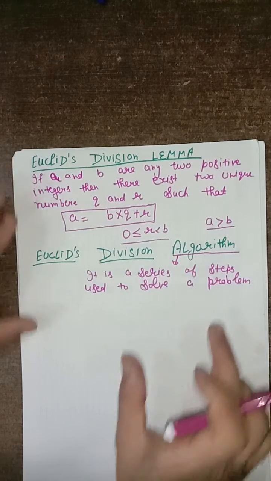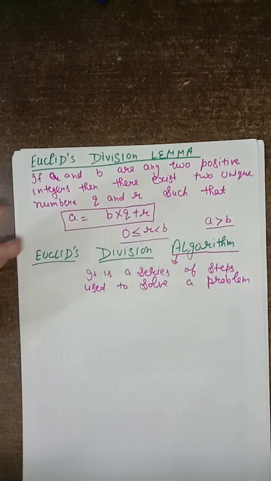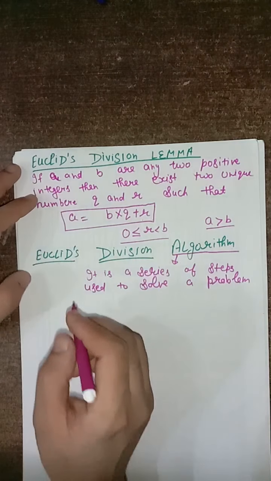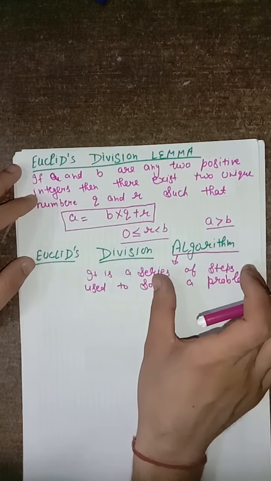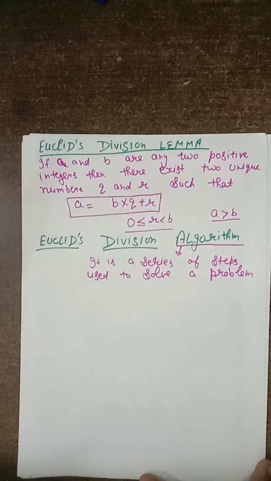Means where we use algorithm, the statement means this: we will use this theorem to find the solution of other problems. Now, how will we use this Euclid division algorithm to find HCF? You have already learned to find the HCF by the factorization method. But now we will discuss how to find the HCF using Euclid division algorithm.